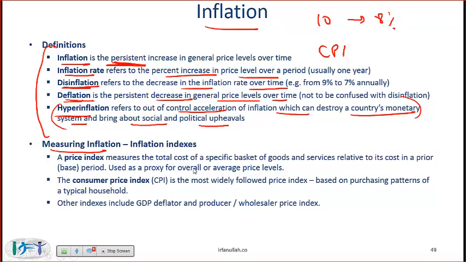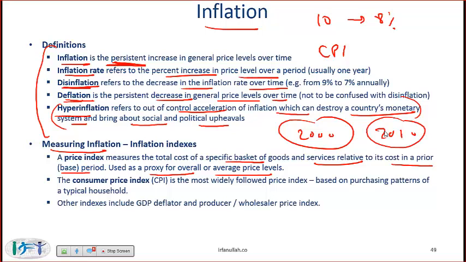A price index measures the total cost of a specific basket of goods and services relative to its cost in a prior period or a base period. It is used as a proxy for overall or average prices. So what happens is a base year is picked. For example, 2000 might be a base year, and then you have a basket of goods, and then the price is set for 2000. After that, we look at the price of that same basket in, let's say, 2010. If the same basket now costs more, or the overall price is more, then that means that we have had inflation.